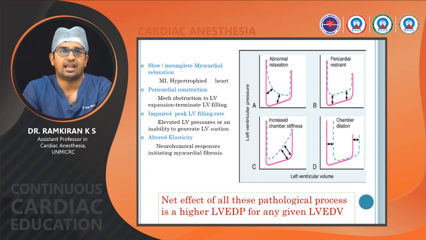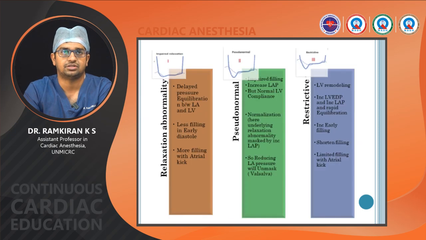So there is an elevated LV pressure leading to reduced compliance and inability to generate LV suction, and finally altered elasticity, where the neurohumoral responses initiate myocardial fibrosis. Whatever it is, the net effect of all this pathological process leads to a higher left ventricular end diastolic pressure for any given volume. So here there is higher pressure for any given volume. That is the important aspect of this diastolic dysfunction.